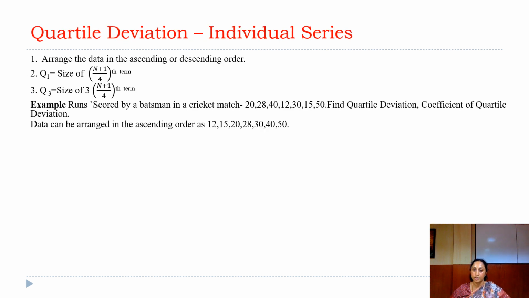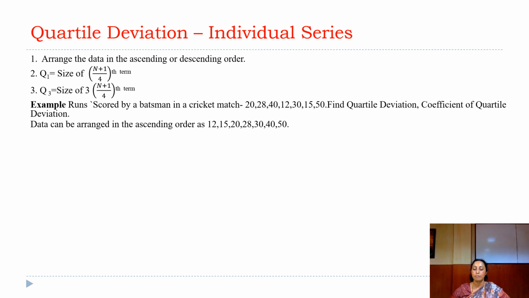Now, the quartile deviation for individual observations, that is, for ungrouped data. What does the formula say? First, we need to arrange the data in ascending or descending order. Then we find Q1 using the formula size of (n plus 1) divided by 4th term, which gives us the Q1 value. Q3 is given by 3 times (n plus 1) divided by 4, and that term gives us the Q3 value. Then the quartile deviation is Q3 minus Q1 divided by 2.